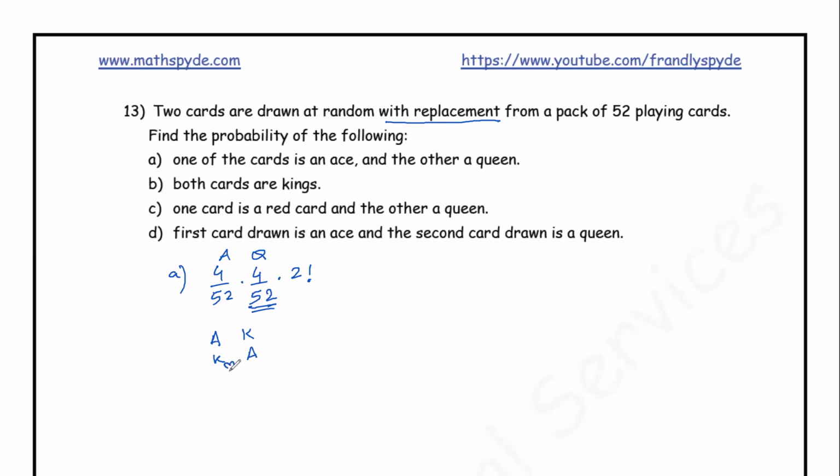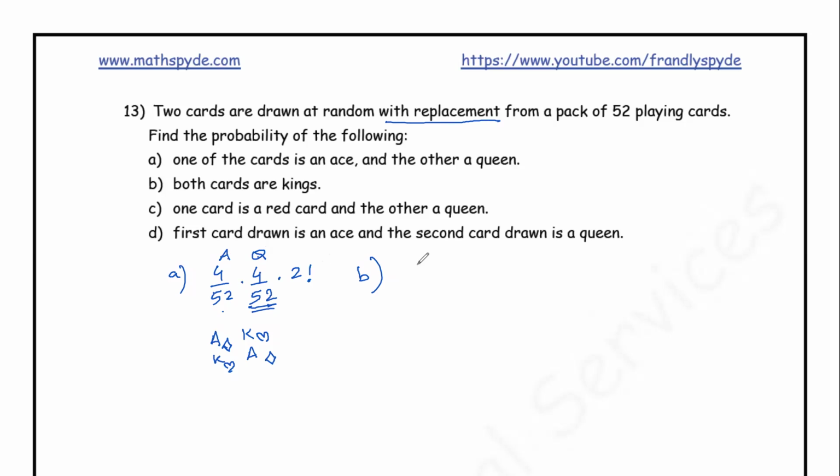So if it was hearts out here, it would be hearts out here. It would be diamond out here. It would be diamond out here. So remember, you'll have ace with queen and queen with ace. Same combination again, if you're doing 52, 52. So therefore, that 2 factorial comes in. If it was 3 letters, it would be 3 factorial.